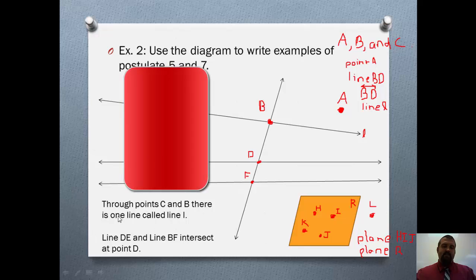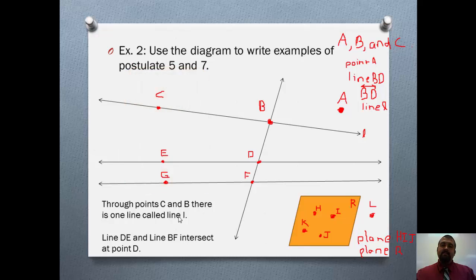Here's the two. The top one's postulate 5. Through points C and B, there is one line called line L. And then for postulate 7, line DE and line BF intersect at point D.